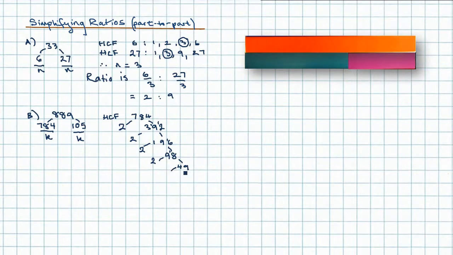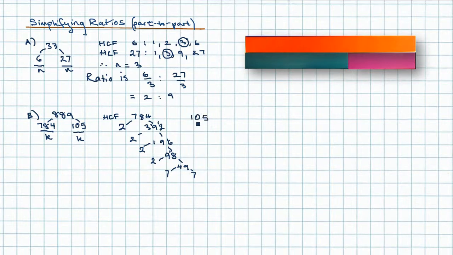And 49, well, 2 won't go into it, 3 won't go into it, 5 won't go into it, but 7 does. So we've got 7, 7. So there are our prime factors. 2 times 2 times 2 times 2 times 7 equals 784.